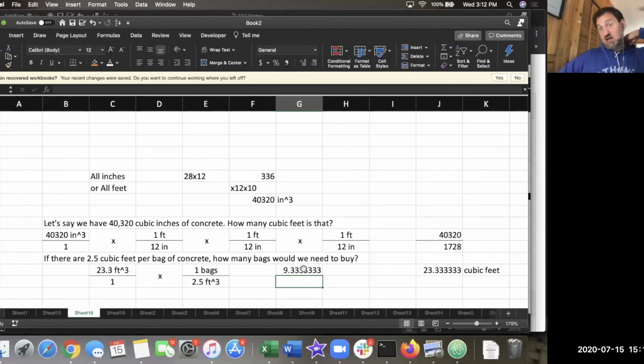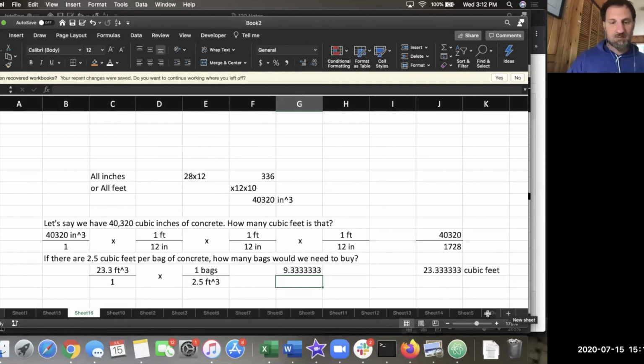Okay, of course I don't know whether you're ever going to be doing concrete work, and maybe there's a tool out there that you can just plug stuff into and tell you how many bags to buy. But I was pretty excited about that. Doing some math in the real world.